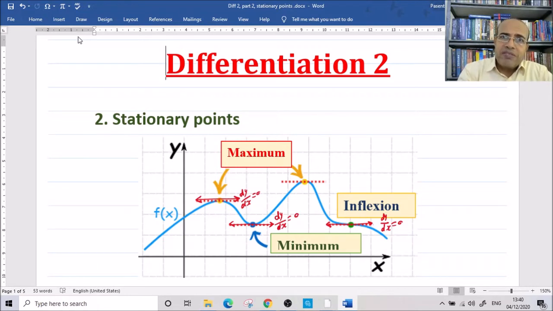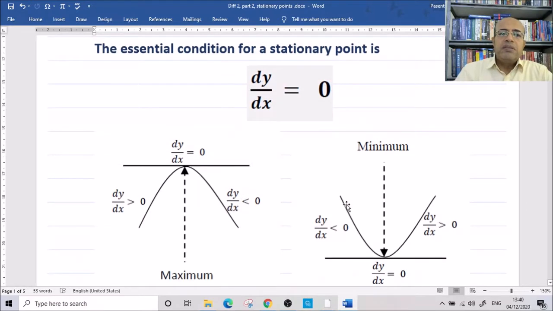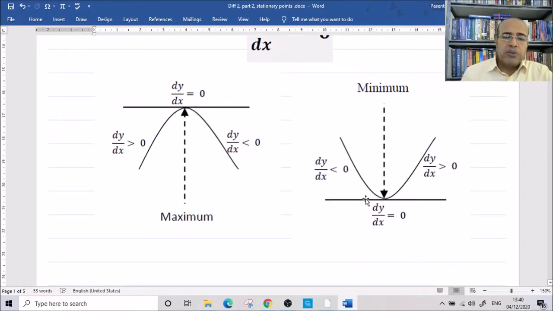We can classify نصنف the stationary points into three types, ثلاث أنواع: maximum, minimum, or inflection. The essential condition, الشرط الضروري, for stationary points is dy by dx equals 0. When is the point a maximum, امتى تكون عظمى? If the gradient before the point is positive and after the point is negative.